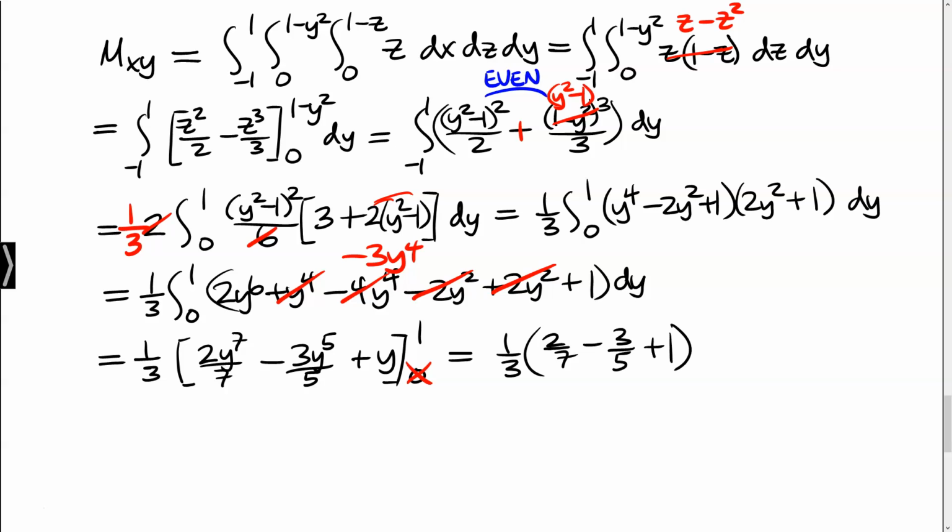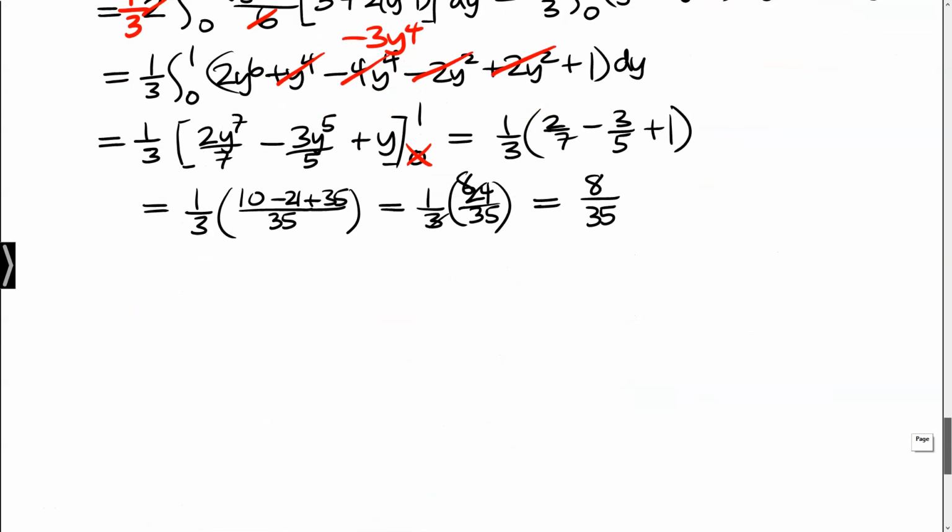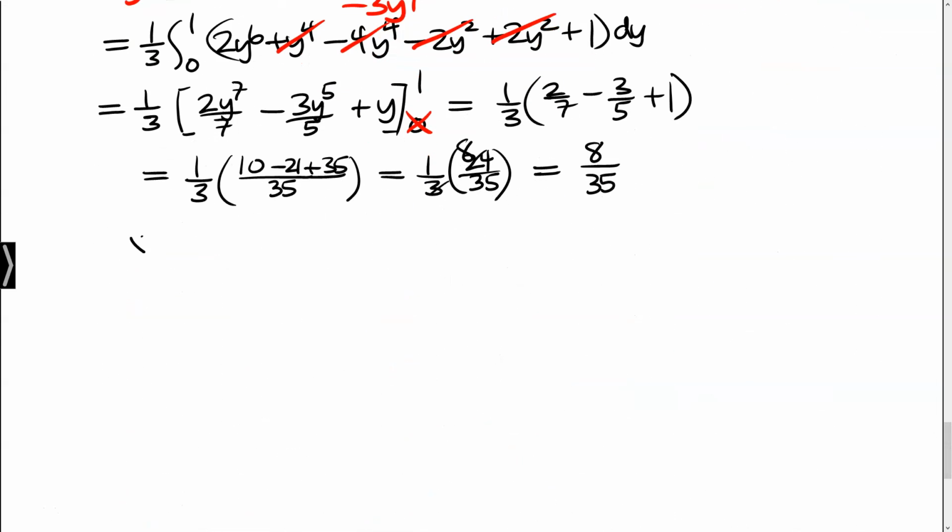All right, so we need to get a common denominator here of 35. So that's 45 minus 21, which is going to be 24. All right, so 8 over 35. Okay, so we've got all of the moments, we've got the mass. So let's figure out now x bar, y bar, and z bar.